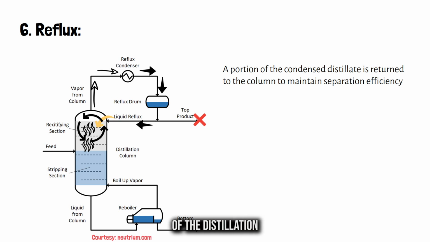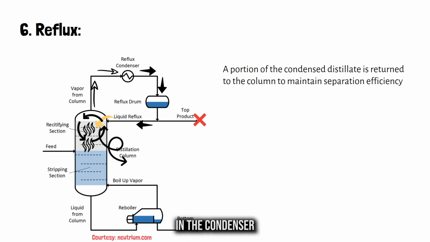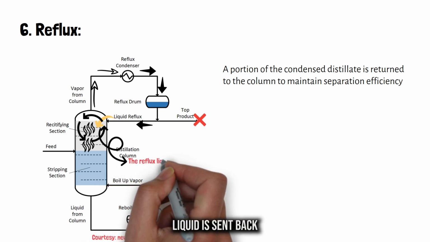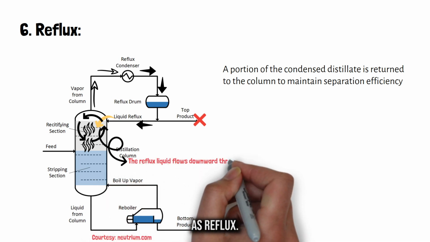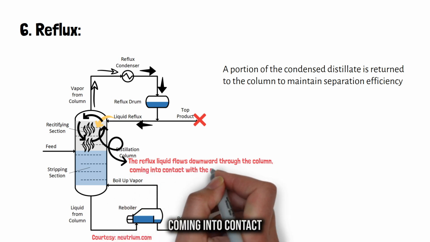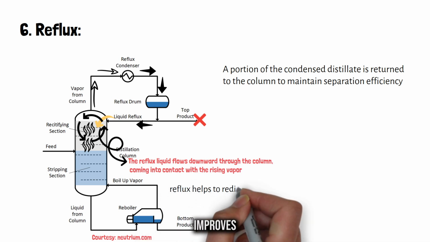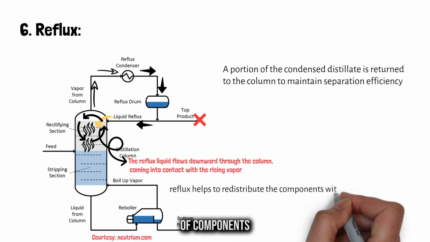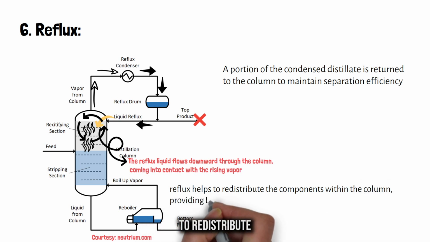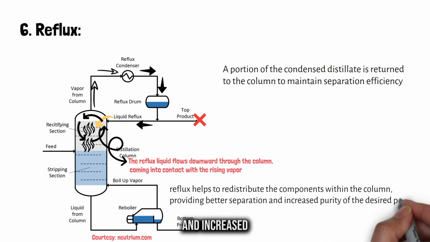Vapor from the top of the distillation column is condensed into a liquid in the condenser. Part of this condensed liquid is sent back into the column as reflux. The reflux liquid flows downward through the column, coming into contact with the rising vapor. This interaction between the reflux and the vapor improves the separation of components, as the reflux helps to redistribute the components within the column, providing better separation and increased purity of the desired product.